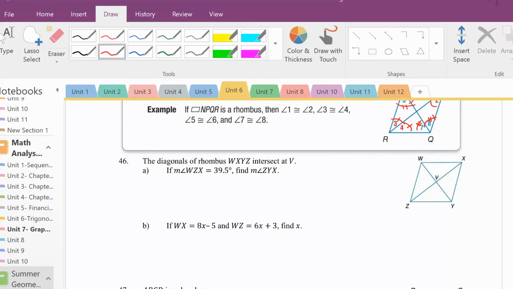So the diagonals of a rhombus WXYZ intersect at V. If angle WZX is 39.5, then find angle ZYX. So find this whole angle. Well, if this is 39.5, then this is 39.5 as well. And 39.5 plus 39.5 gives you 79 degrees.